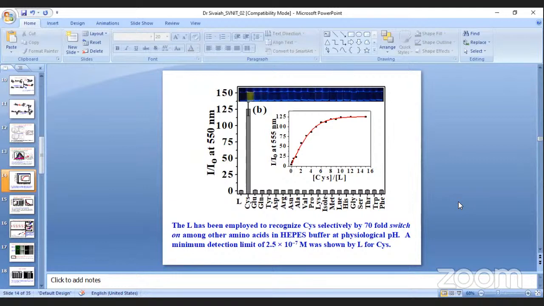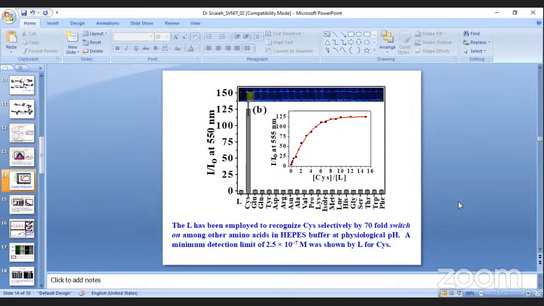Only in the presence of cysteine can we observe a greenish yellow color. So the molecule L has been employed to recognize cysteine. This molecule can selectively recognize cysteine by a switch-on in fluorescence among 20 different amino acids in buffer solution at physiological pH, around 7.4.